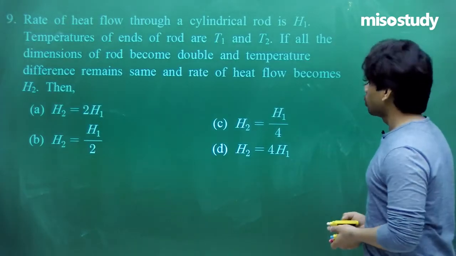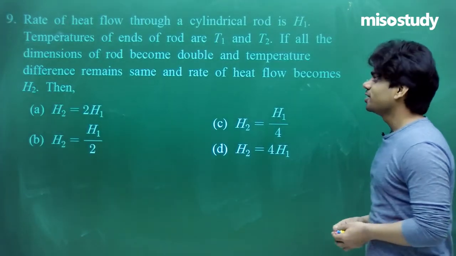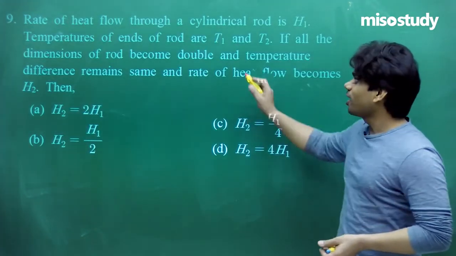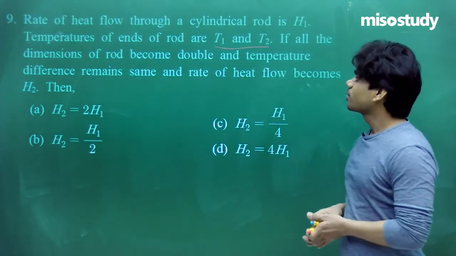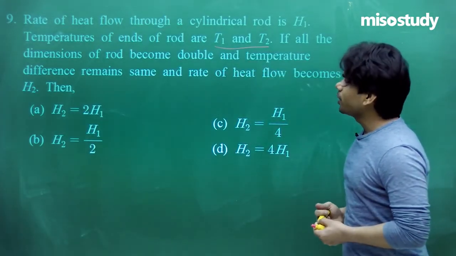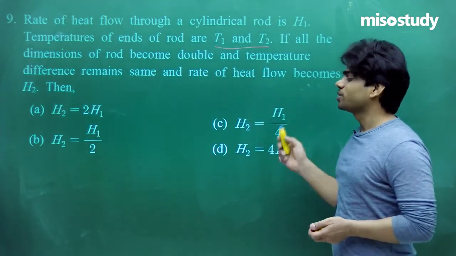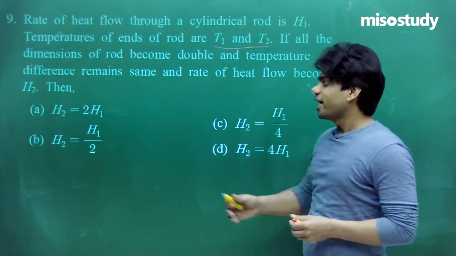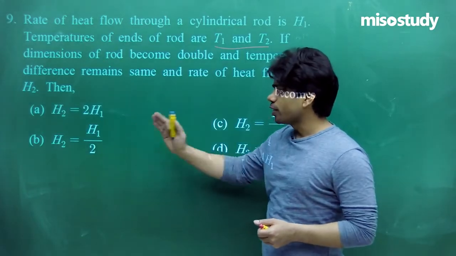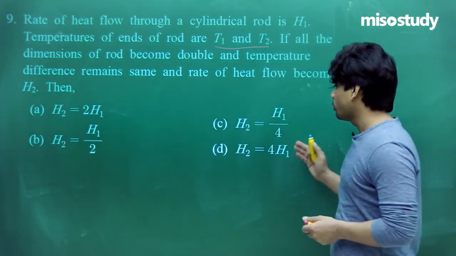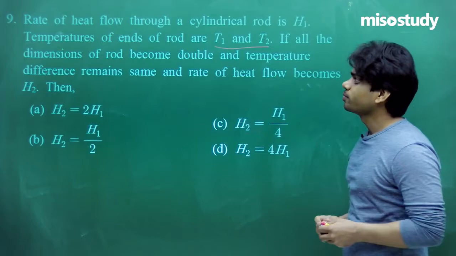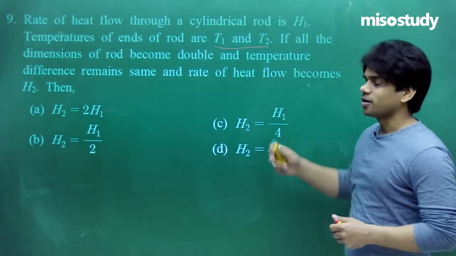The rate of heat flow through a cylindrical rod is H1. The temperatures of the ends of the rod are T1 and T2. If all the dimensions of the rod become double and the temperature difference remains the same, and the rate of heat flow becomes H2, then A, H2 equals 2H1; B, H2 equals H1 by 2; C, H2 equals H1 by 4; D, H2 equals 4H1.